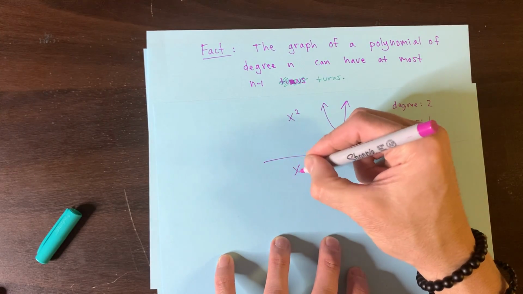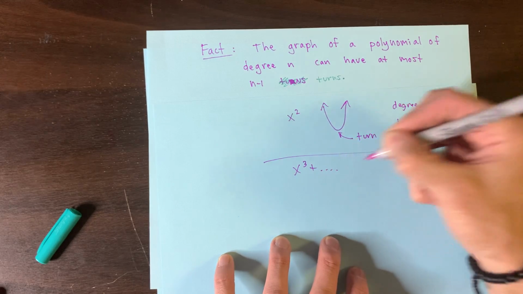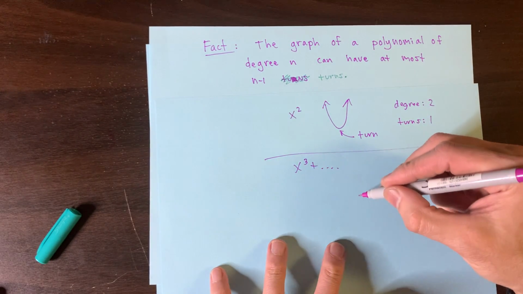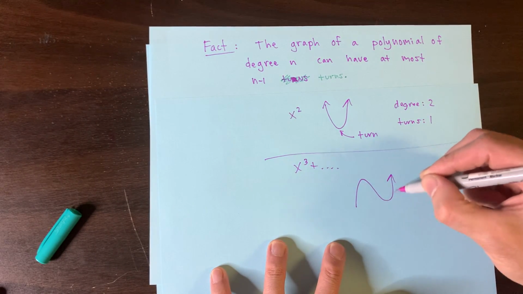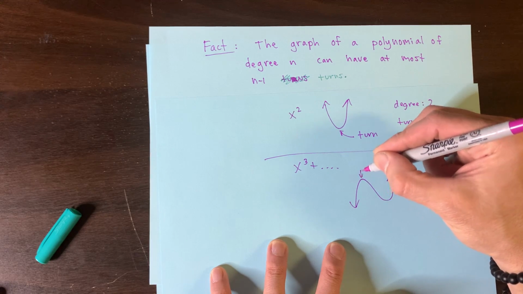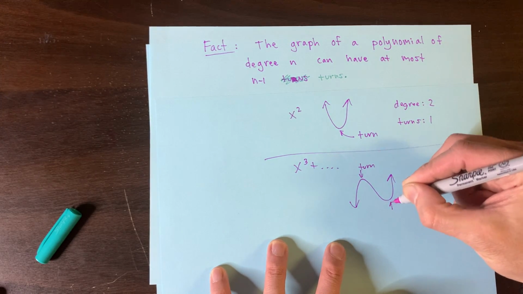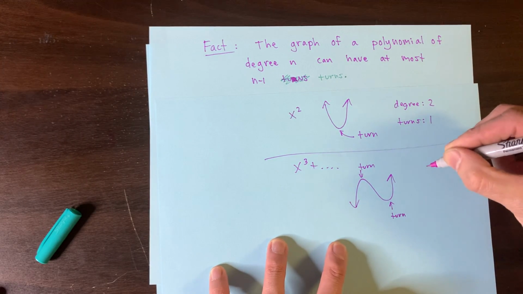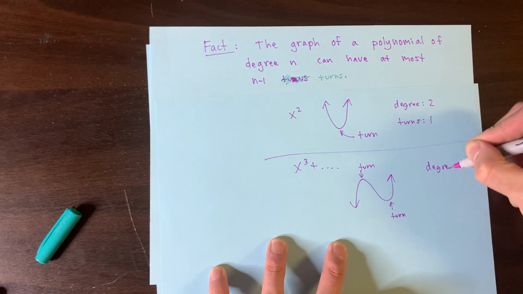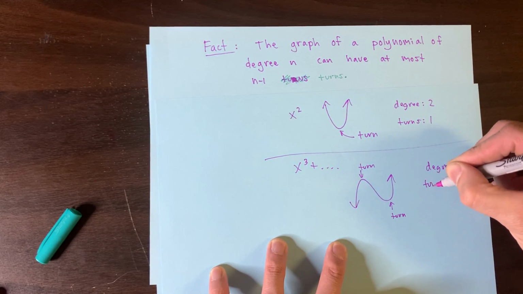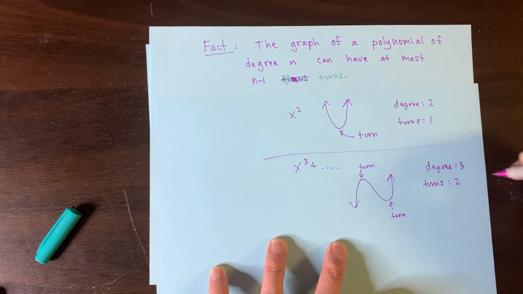Check this out. How about x cubed plus some other gibberish? The graph of x cubed can potentially look something like this. This has a turn here, and it has a turn there. So here, the degree was 3, and the number of turns was 2.